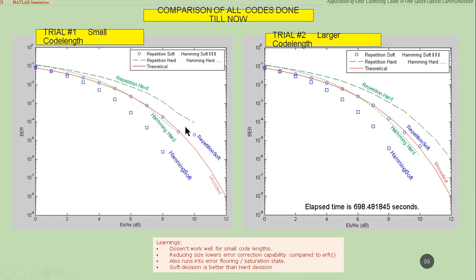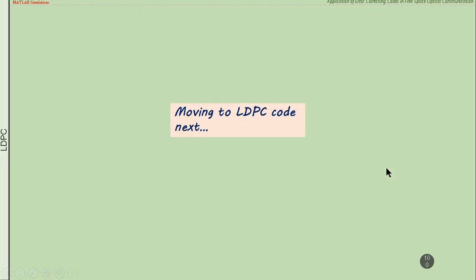Comparing with repetition codes, the decision is the same as uncoded, so repetition code is not a good code to implement for error correction. Hard decision of repetition code is even worse. With the Hamming code, hard decision is good, and soft decision is even better. It takes some amount of time to crunch out the numbers and all that.